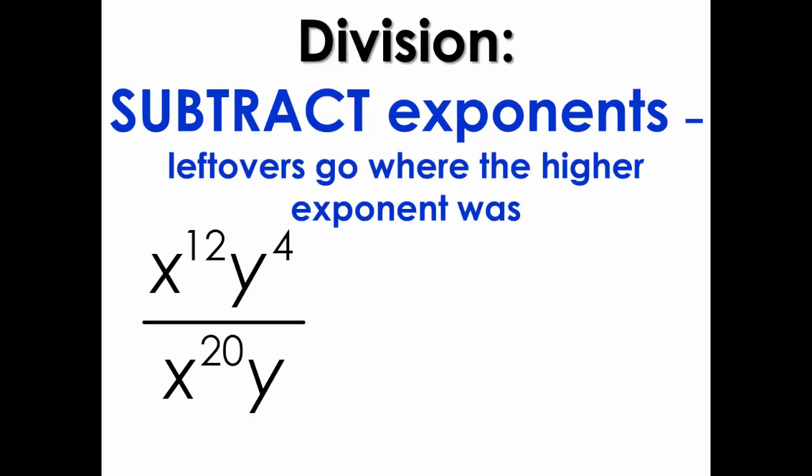For division, you are going to subtract the exponents. Anywhere where the higher exponent was, that's where the leftovers go. So we're looking at 20 minus 12, there's more on the bottom, and 4 minus 1, there's more up top.